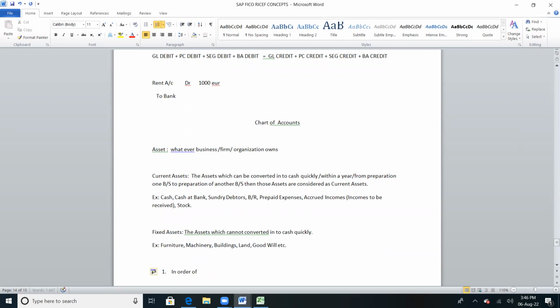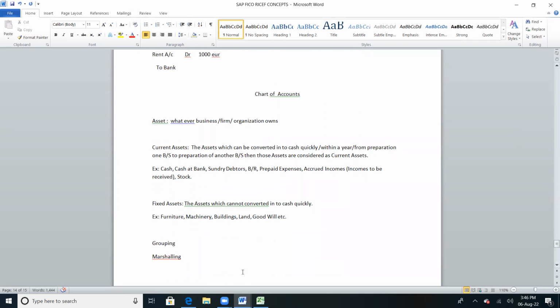First of all, write down this concept: grouping and marshalling. It is a very important concept in accounting. There is a concept in accounting called grouping and marshalling, and people need to understand it before preparing final accounts or any accounts.